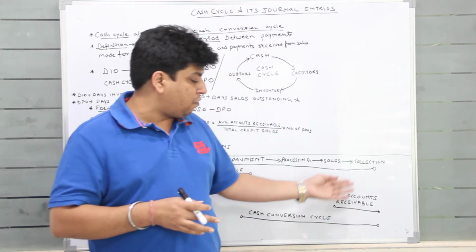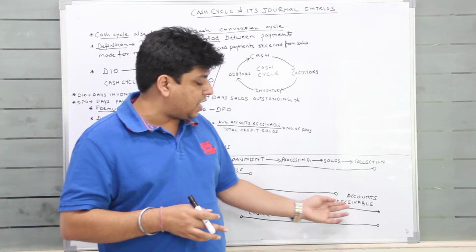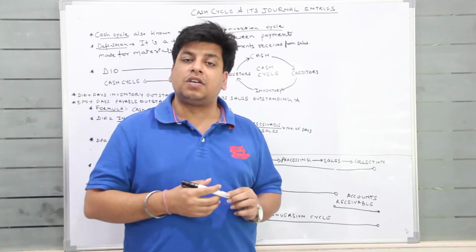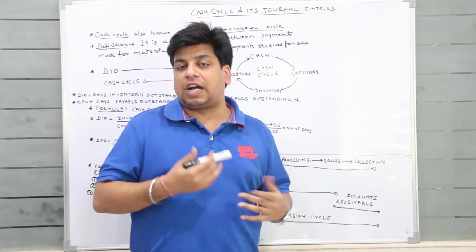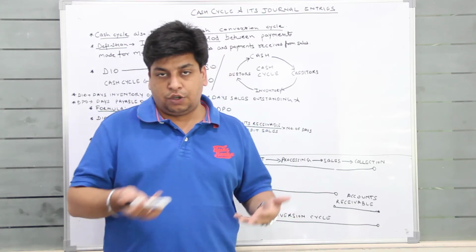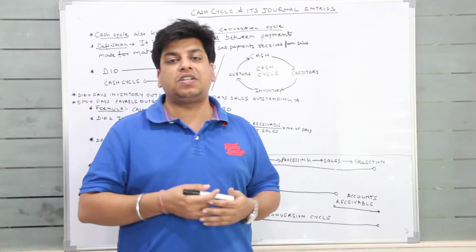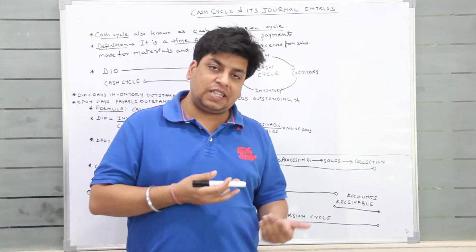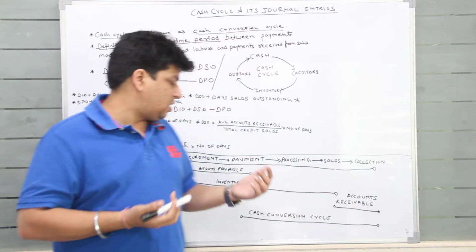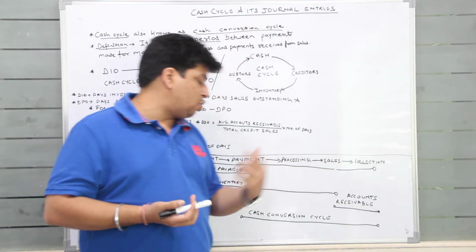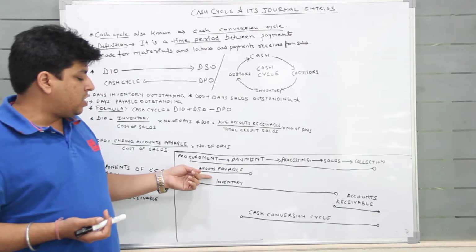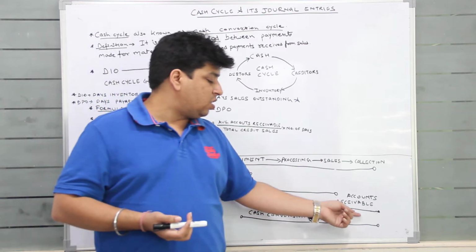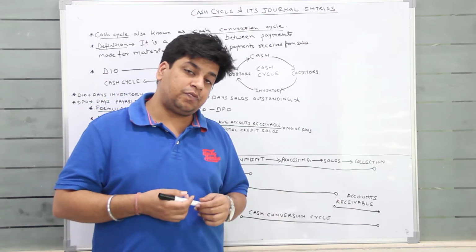So starting point for accounts receivable would be sales and ending point would be collection, because collection is a process to convert accounts receivable into cash. So once accounts receivable gets converted into cash, it's no more our asset, it won't be there in our books. Hence this entire stage can be broken into three subcategories. One is accounts payable, second is inventory, and third is accounts receivable.